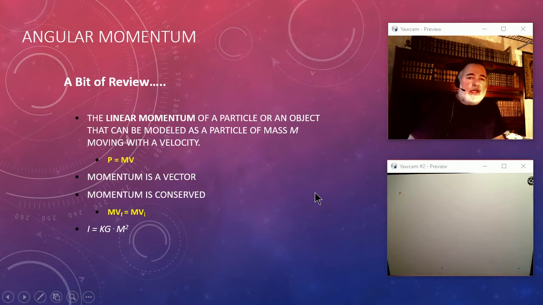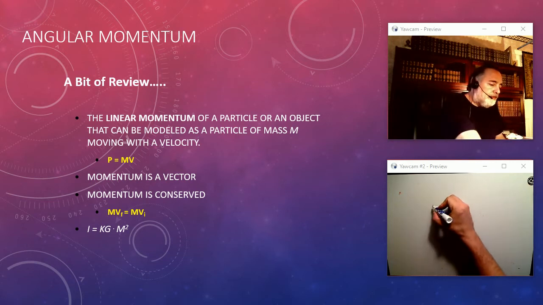Today's topic is angular momentum. We already covered linear momentum, momentum in a straight line. If you remember, P equals mv.